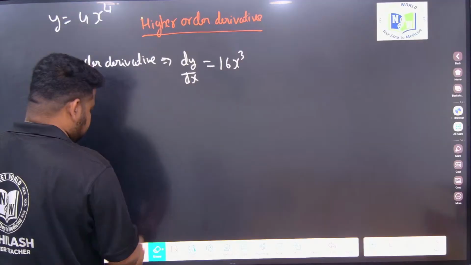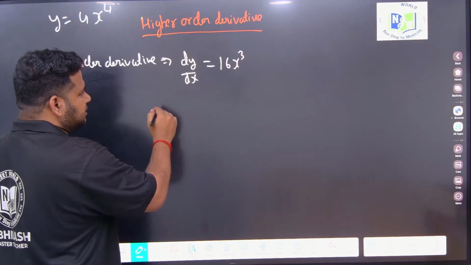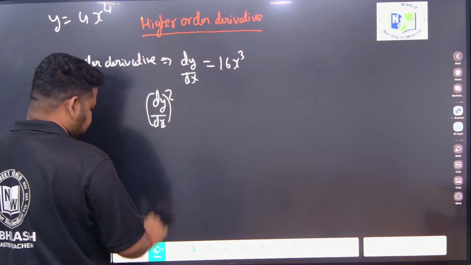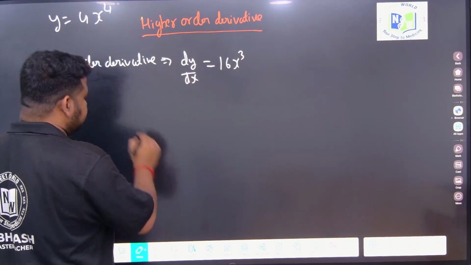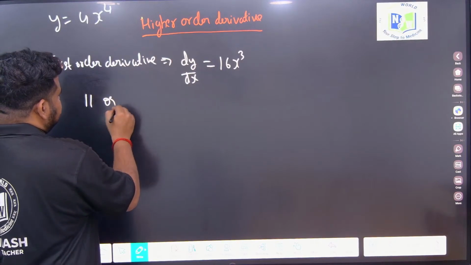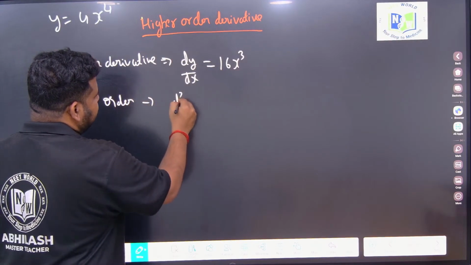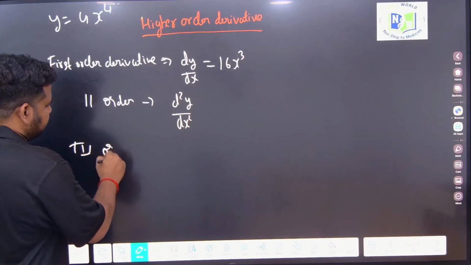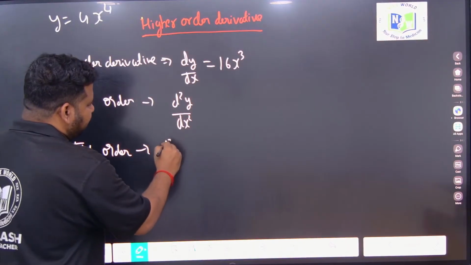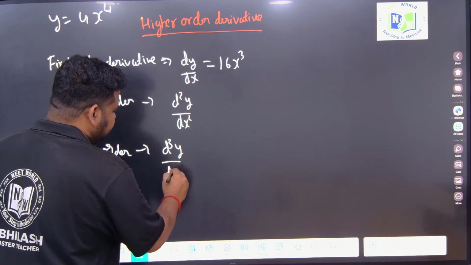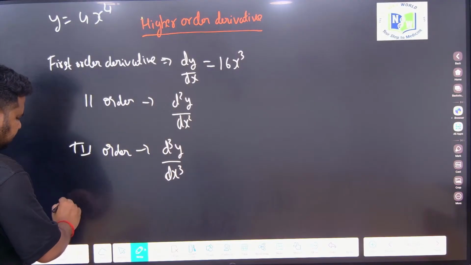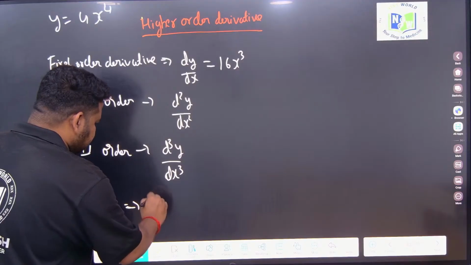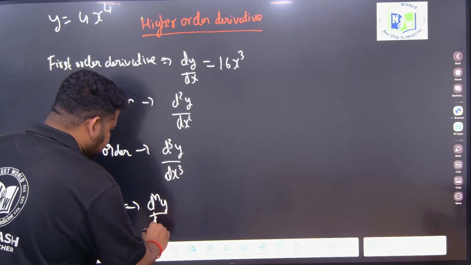If I differentiate it again, it is not dy by dx whole square, it is not like that. The second order derivative we call d square y by dx square. The third order derivative we call d cube y by dx cube. Similarly it goes on. The nth order derivative we write as d^n y by dx^n.